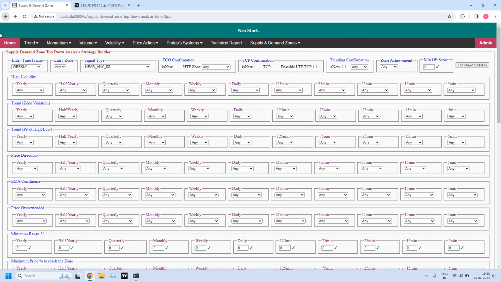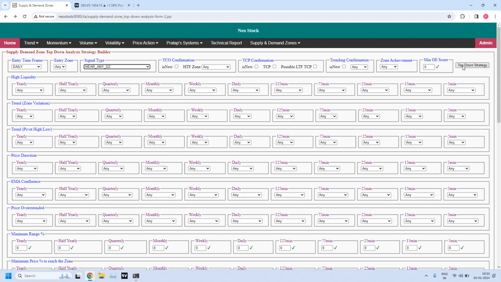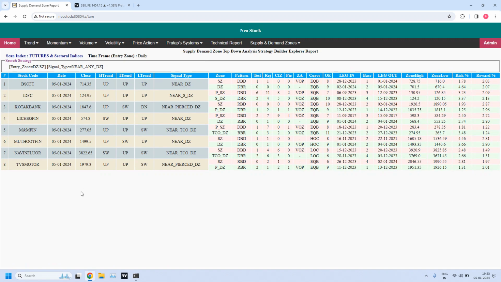So let's go back. Let us change the time frame to daily. Let us find the stocks near daily demand zone. So 8 stocks are filtered near the daily demand zone. Any high liquidity zones? IDFC is there, already tested 2 times, and 4 rejections also there. That's it. We have only one high liquidity zone, that is IDFC, from these stocks near daily demand zone.